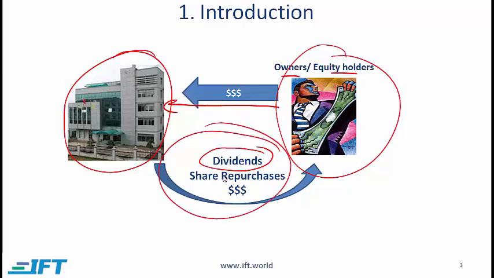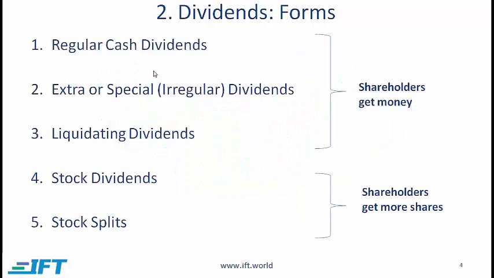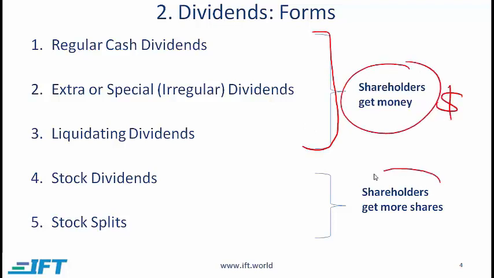This reading focuses on the different kinds of dividends. Let us discuss the different types of dividends at a high level. Broadly speaking, dividends can be divided into two categories. Dividends where the shareholders actually get money, and dividends where the shareholders simply get more shares but no money. In the money category, we have three types of dividends: a regular cash dividend, extra or special dividends, and liquidating dividends. In the non-money category, we have stock dividends and stock splits.